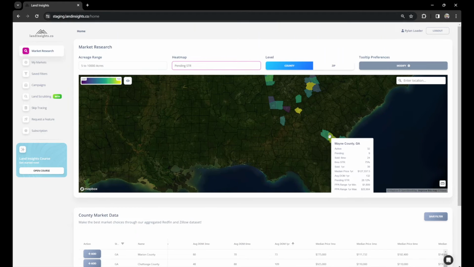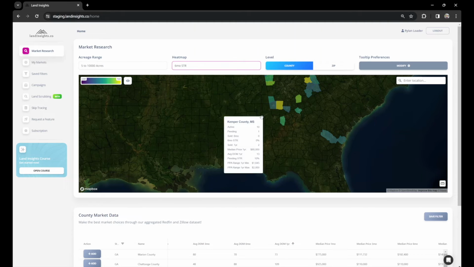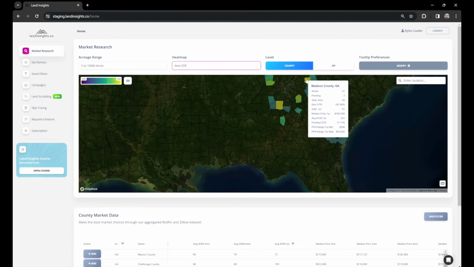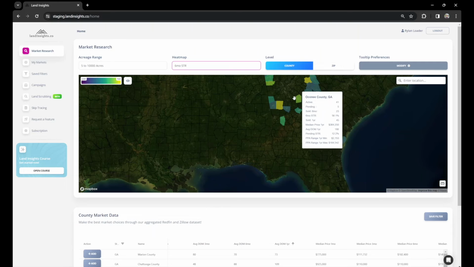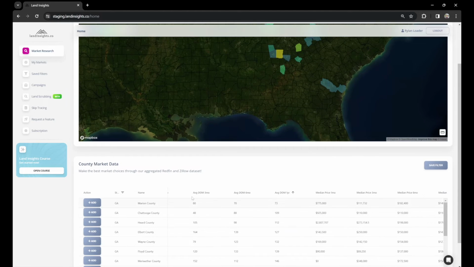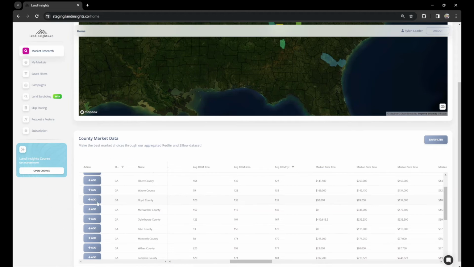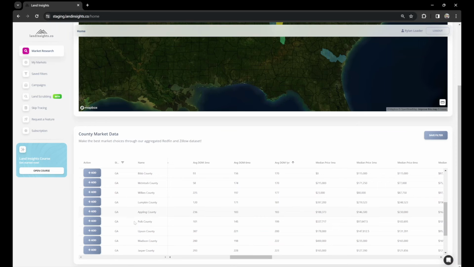Okay. So I'm still liking Merryweather, Marion, and Madison. So I'm going to add these three to the back burner. So let's add Marion. Let's add Merryweather.